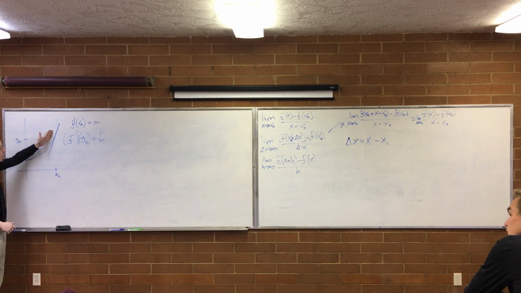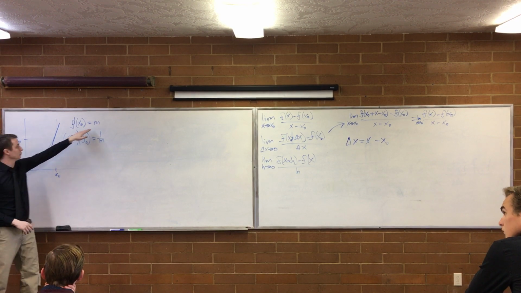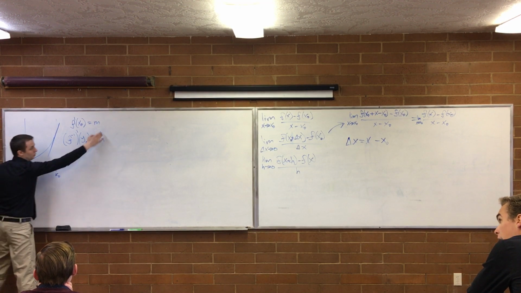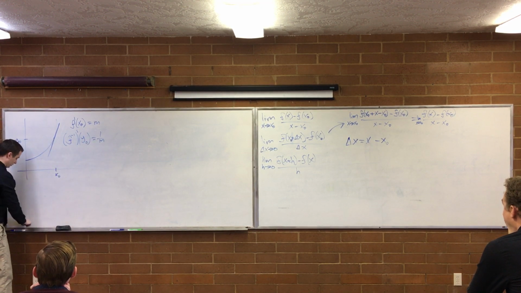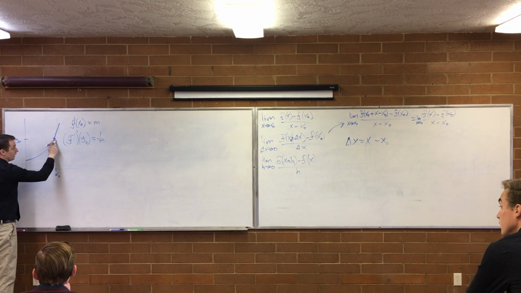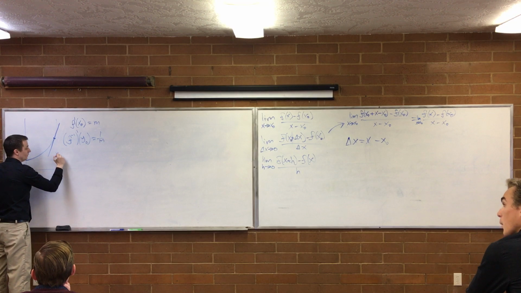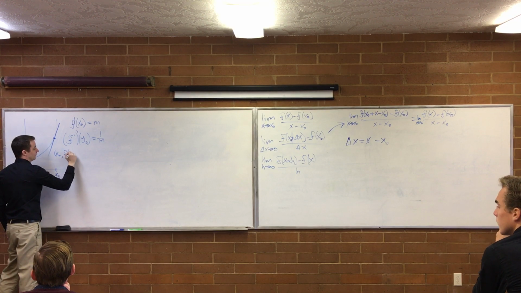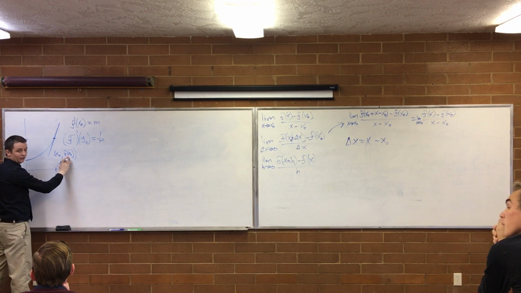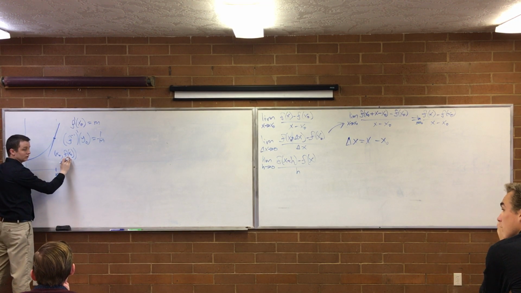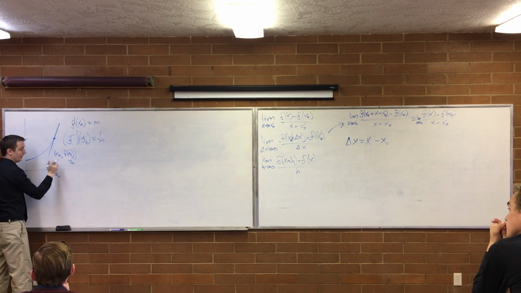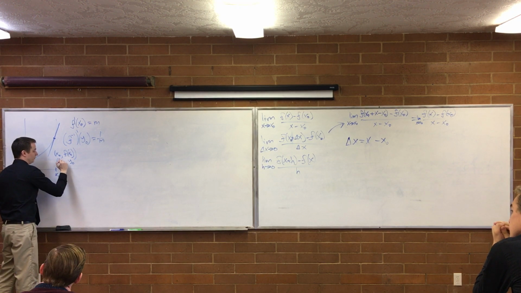If my change in y over my change in x is equal to m, then my change in x over my change in y is going to be 1 over m at the same point. And there are two ways that we can think about this point. We can think about it as x naught, f of x naught, which is the same thing as y naught. And x naught is the same thing as f inverse of y naught.